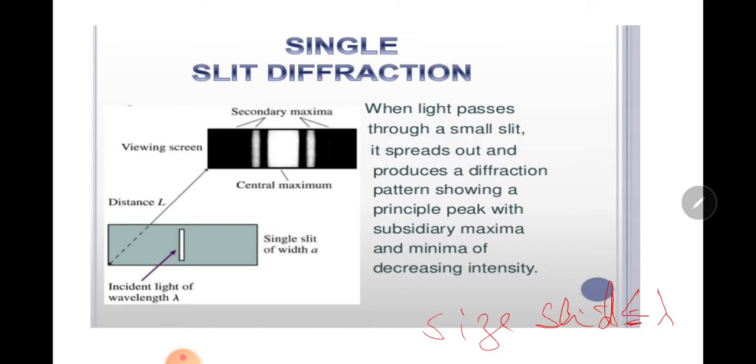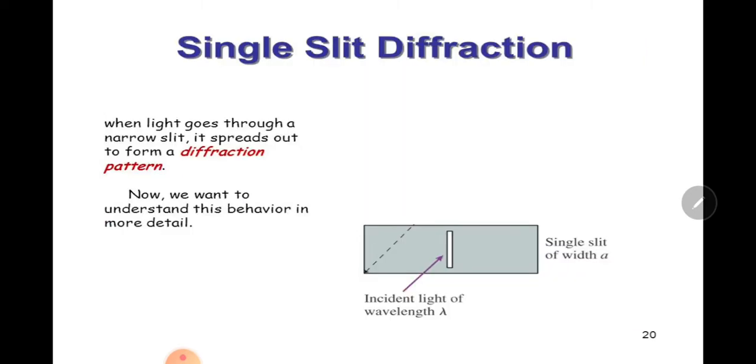Now, single slit diffraction. You can see a single slit in the given diagram. When light passes through a small slit, it spreads out and produces a diffraction pattern showing a principal peak with subsidiary maxima and minima of decreasing intensity. So, if you pass white light through a single slit, it will diffract into different colors. It will be diffracted at different angles according to their wavelength and frequency.